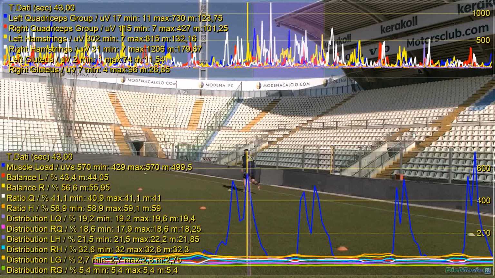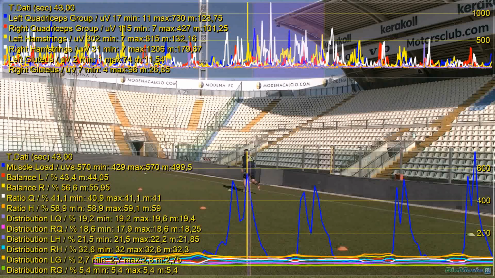And I can see in particular the relationship from the gluteus to the hamstring. The gluteus must protect the hamstring. It doesn't work with the hamstring. He has a lot of injuries in the hamstring. That is the reason why he has a lot of injuries. By implementing the activation of the gluteus, he can prevent injuries. But also look at the muscle load.